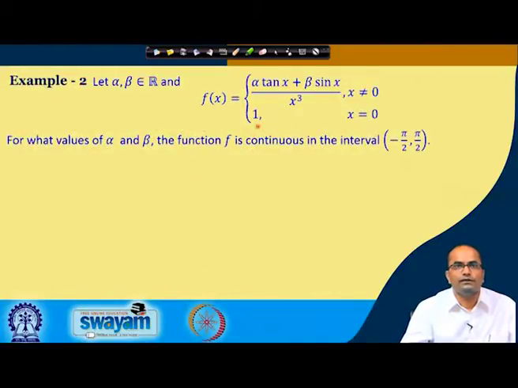Now, one example. Let alpha, beta be in R, real numbers, and we have f(x) equal to alpha tan x plus beta sin x over x cube when x is not equal to 0, and the value is 1 at x equal to 0. In this case we want to find for what values of alpha and beta the function f is continuous in the interval minus pi by 2 to pi by 2.